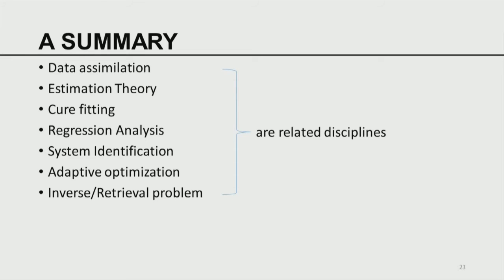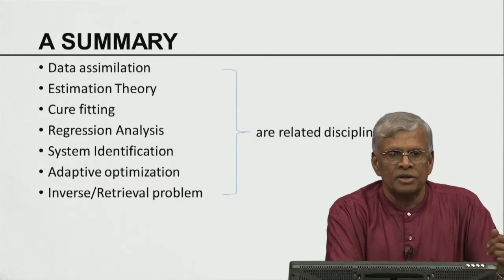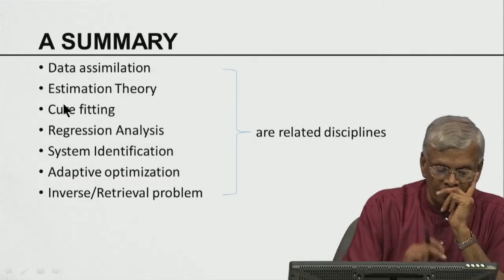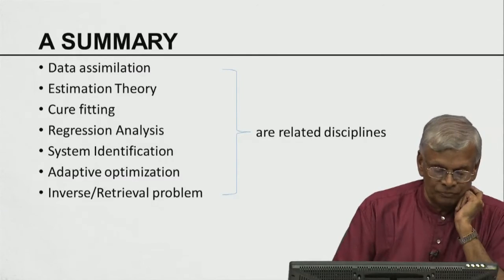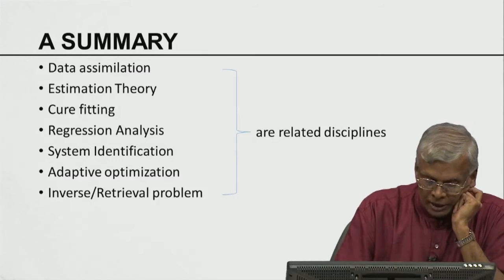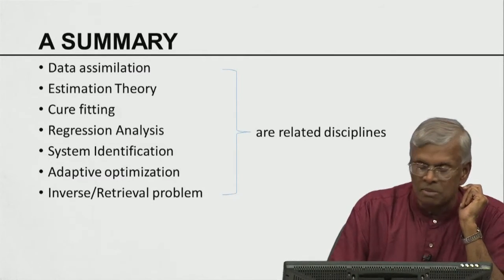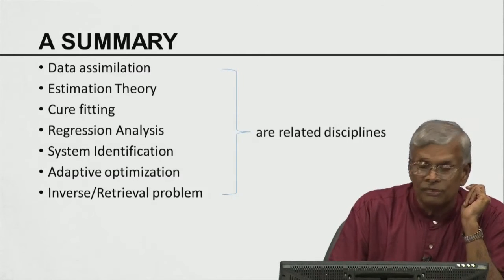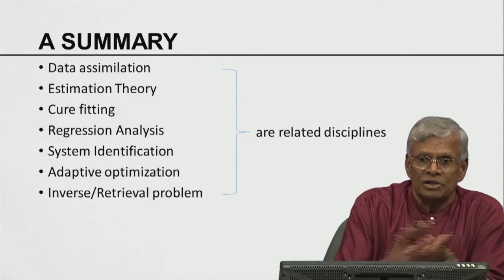Data assimilation has been called by different names: data assimilation, estimation theory, curve fitting. Again, there is a spelling error here. I will correct that. It is also called regression analysis. It is called system identification. It is related to adaptive optimization. It is also called inverse or retrieval problems. You can see all these are intrinsically related to the underlying mathematics of what is called data assimilation.